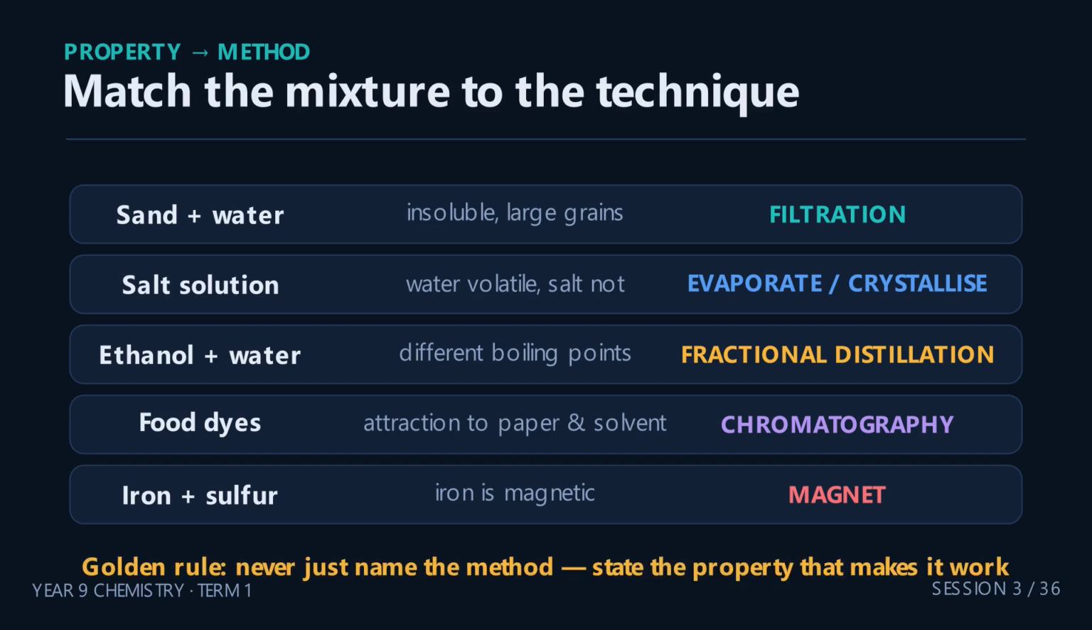Here is the golden rule. Naming the method is never enough. Always state the physical property that makes it work.